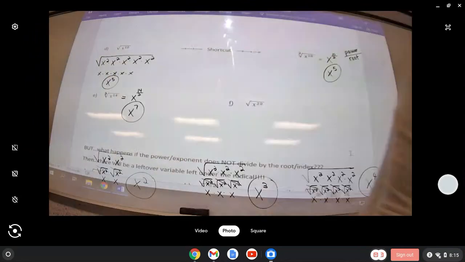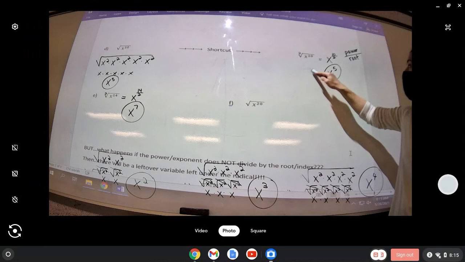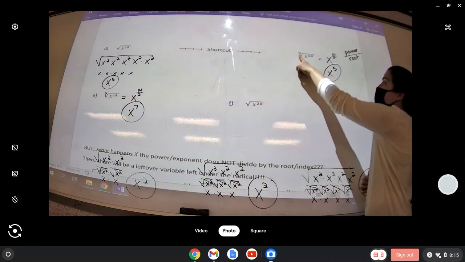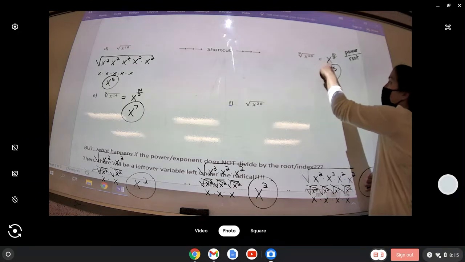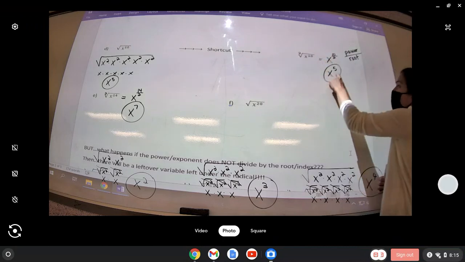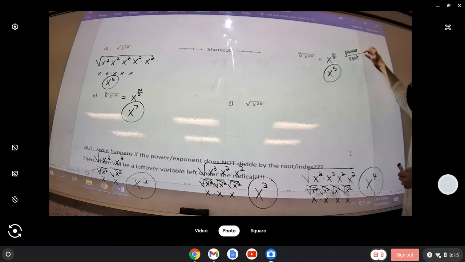Go ahead, Cam. What does it say on the second problem here? Yeah. I put a 2 there to remind us this is the square root, that's the index. And then it becomes x to the power 10 divided by the root 2. So that's 10 divided by 2, which will get us x to the 5th power. And then I wrote, you take your power and you divide it by your root. That's the shortcut. All right, thank you.